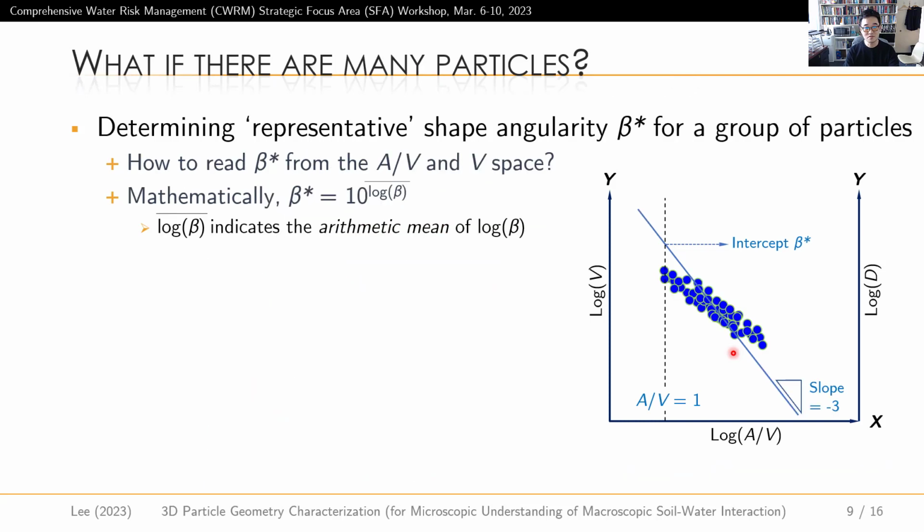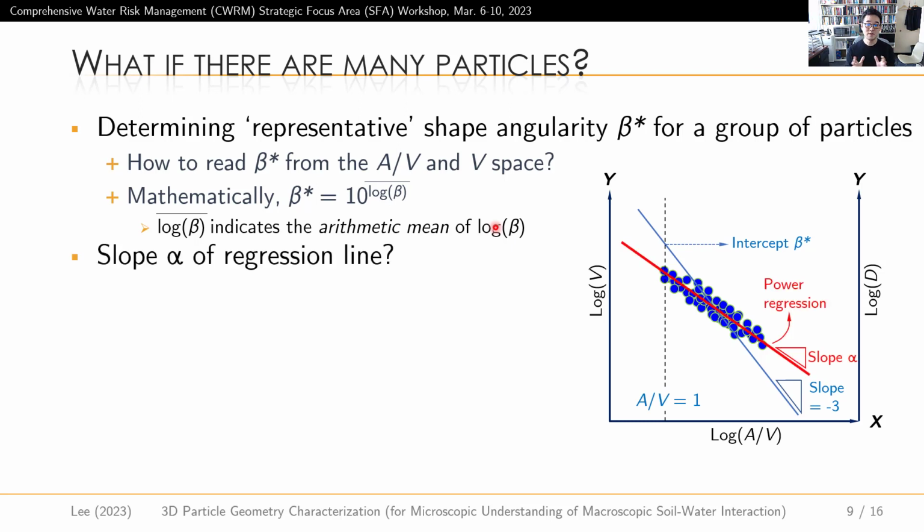Then my next question is, what if there are many particles? If you go outside and scoop up soil, you will have lots of particles, right? So the next question is, how can you determine the representative shape angularity? I will just use the symbol beta star for a group of particles. It's similar. For a set of data points, we can determine the mean and then draw a line with a slope of minus 3, and that represents the representative shape angularity, beta star. So beta star indeed has the concept of the mean here.